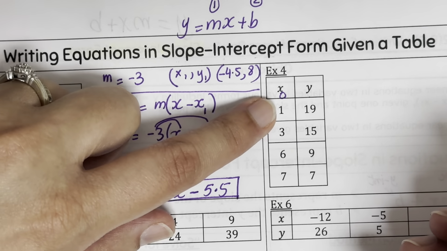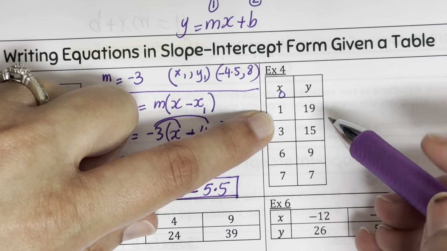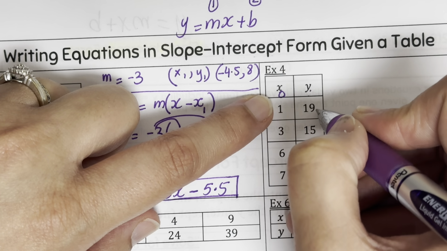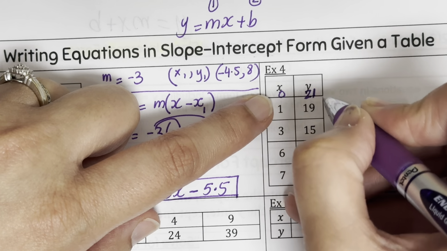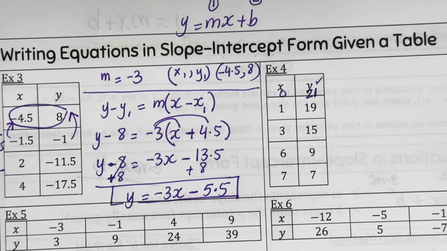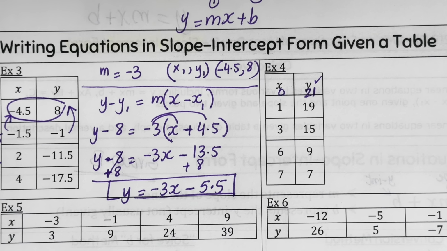So let's see, just look at the pattern. It's 2 up is 4. It should be 21. So y-intercept is 21 over here. So I can actually use that information as well, and this way I will save my time of not doing too many steps.